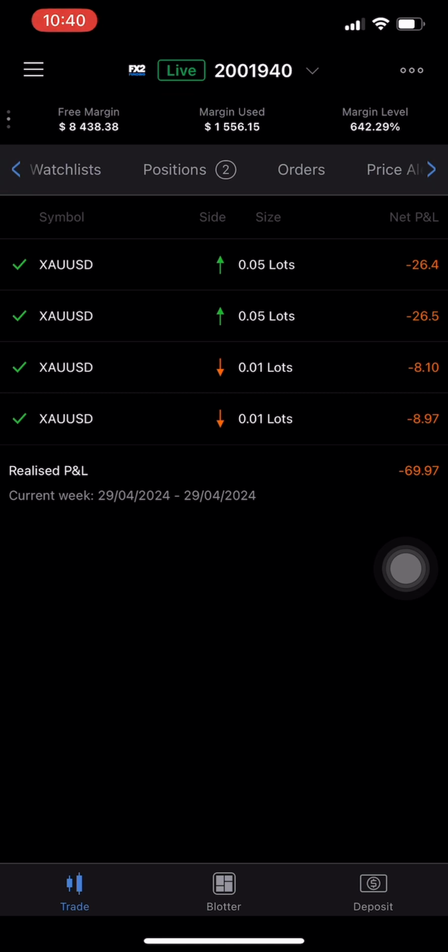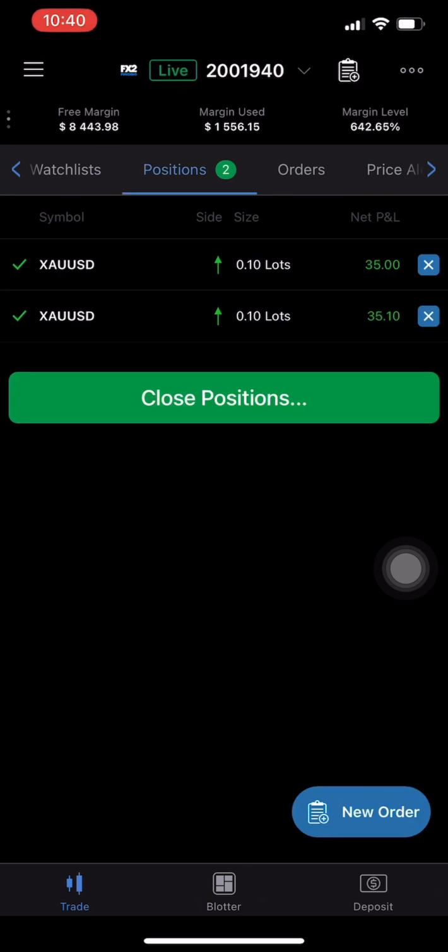So as you can see on screen, I ended up losing around $26 for each of the two positions. I eventually re-entered, right? So I kept my bias. I essentially re-entered, and what you're seeing is how the trade was doing. At this point, I was floating around $36 for each of those two buy positions.